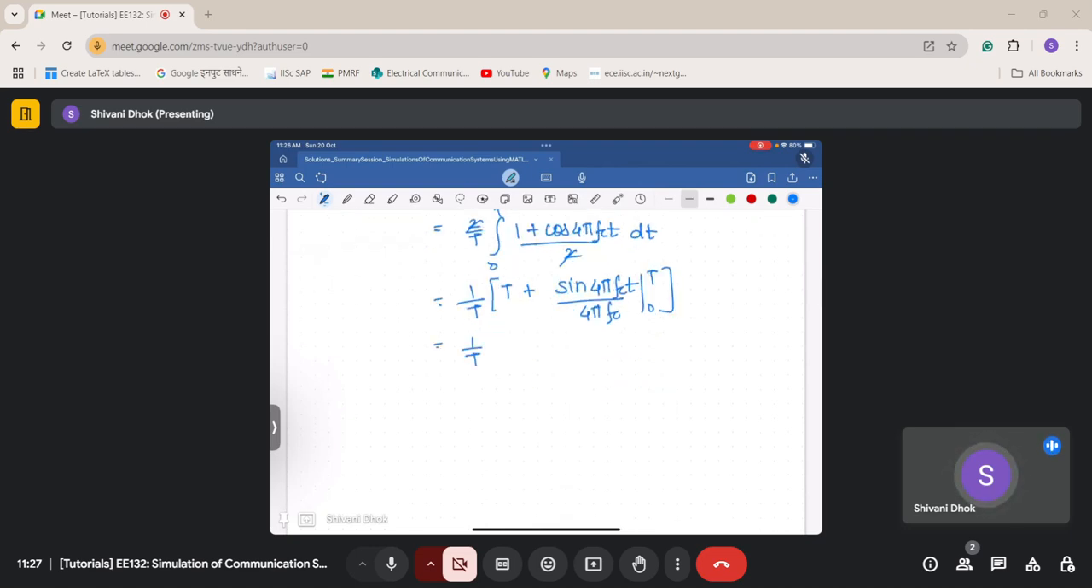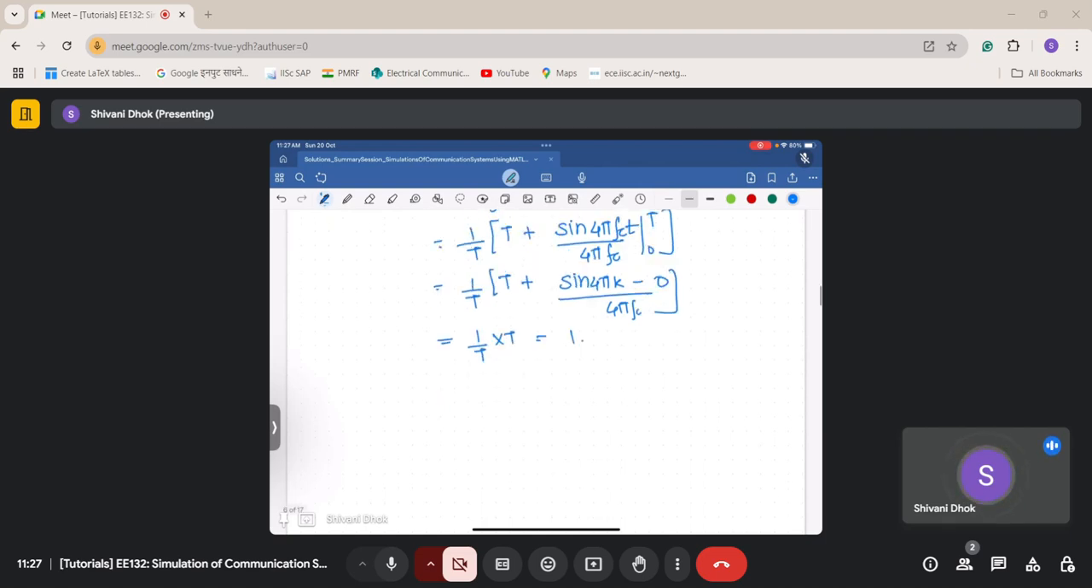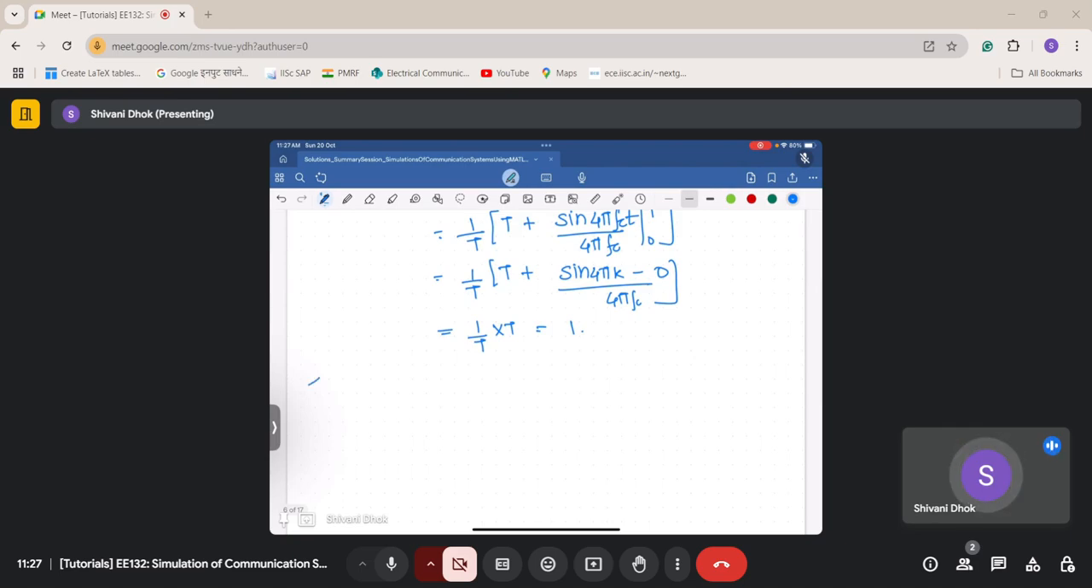So this comes out to be equal to 1 by T times T plus sine 4 pi k minus 0 upon 4 pi fc. So this comes out to be equal to 0. So this is equal to 1 by T into T, which is equal to 1. So this is unit now. Similarly, you can find the inner product of phi 2 of t with itself. That will also be equal to 2 by T integral 0 to capital T sine square 2 pi fc t dt.